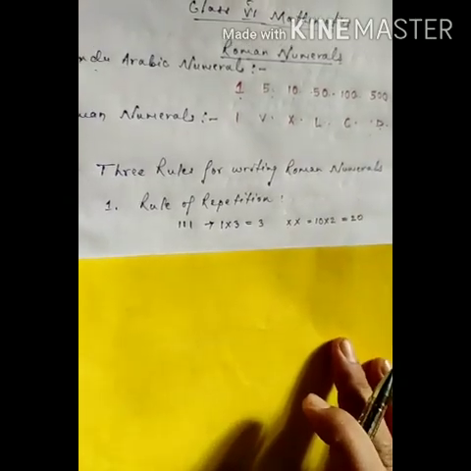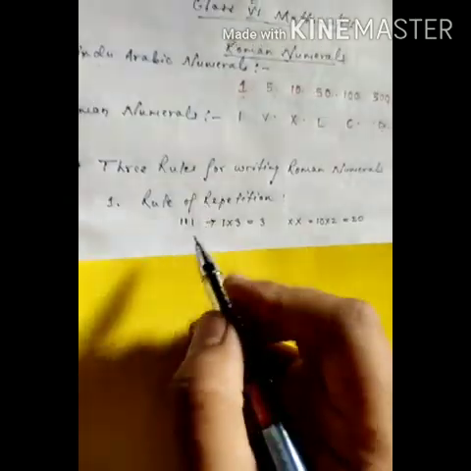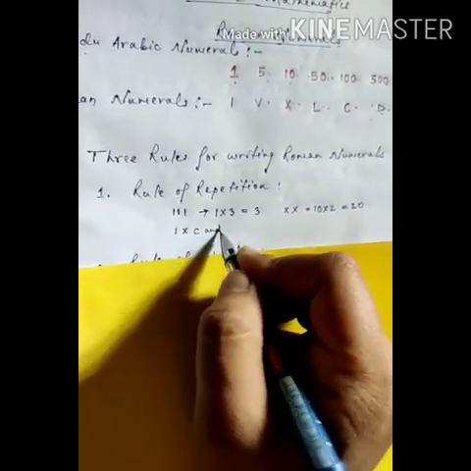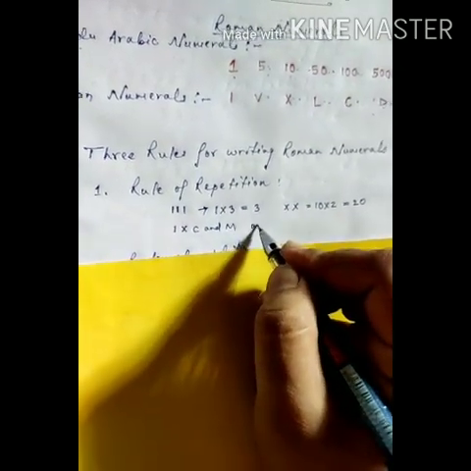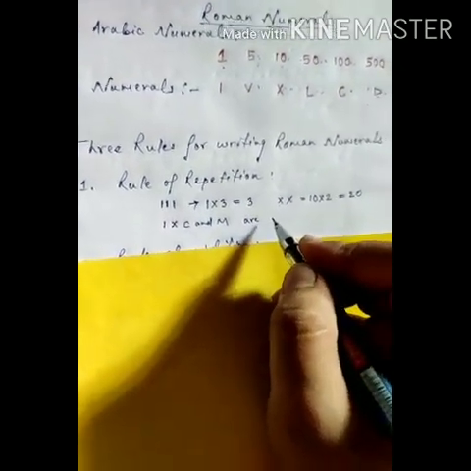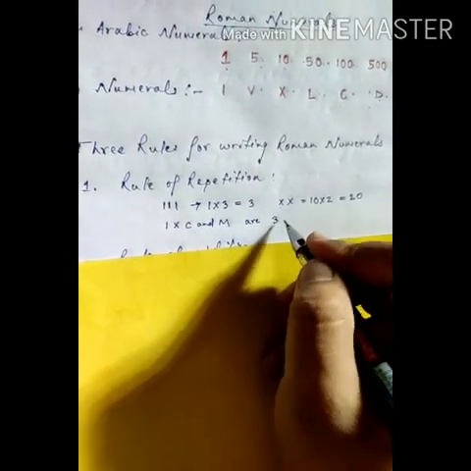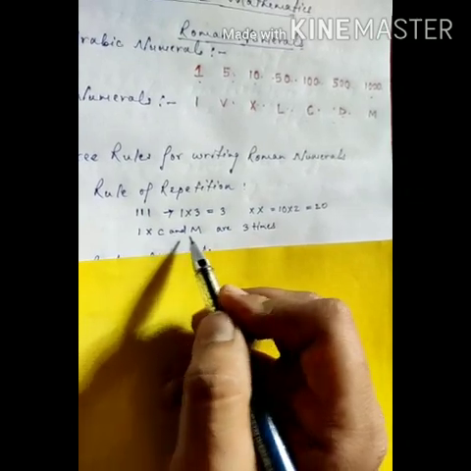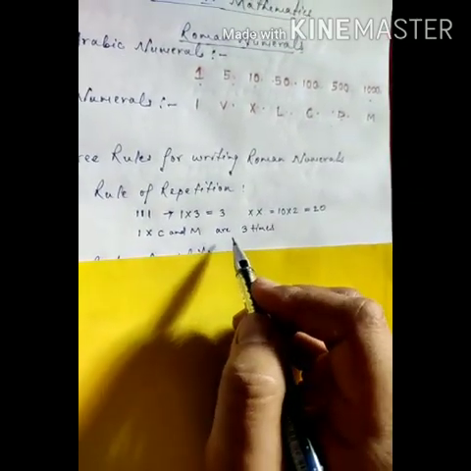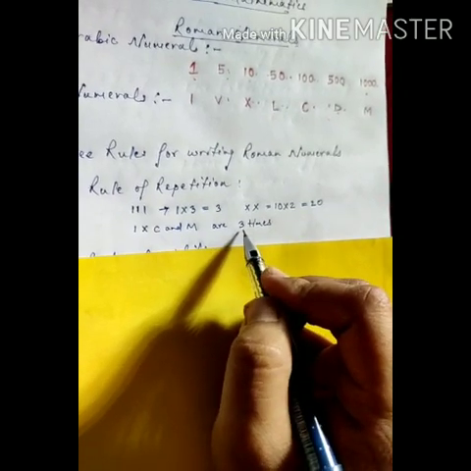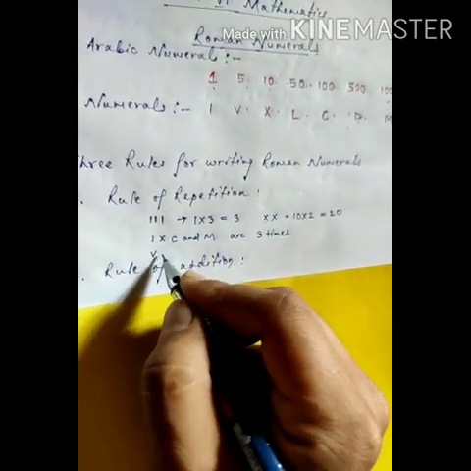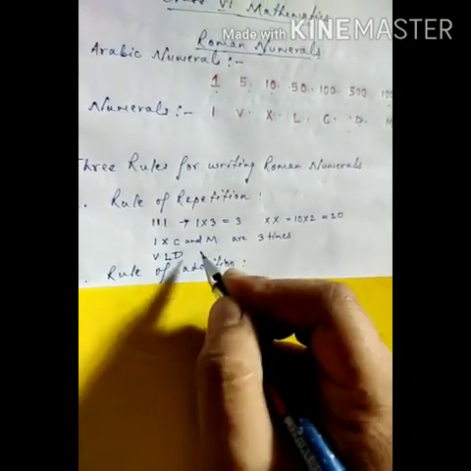The second rule of repetition is that the symbols I, X, C and M can be repeated a maximum of 3 times, whereas the symbols V, L, D are never repeated.